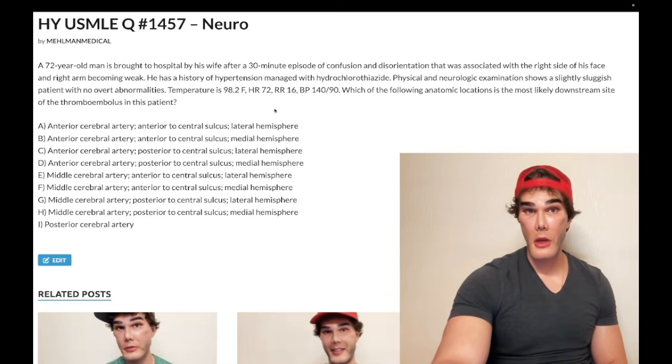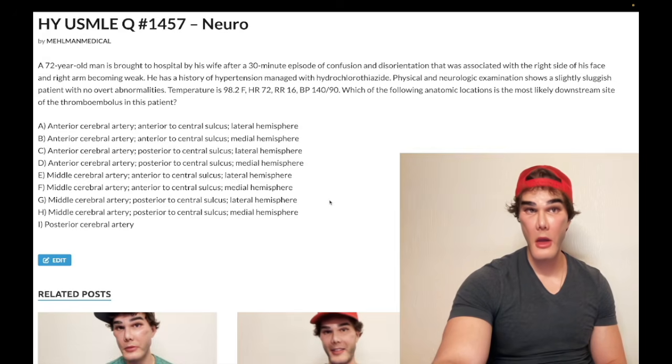So let's look at the location here. We've got weakness of the right arm and face, so the stroke is going to be on the left side. It's always contralateral. We're going to look at the middle cerebral artery. So the first pass-level point is that face and arm affected is always contralateral middle cerebral artery. If the leg is affected, that would be contralateral anterior cerebral artery.